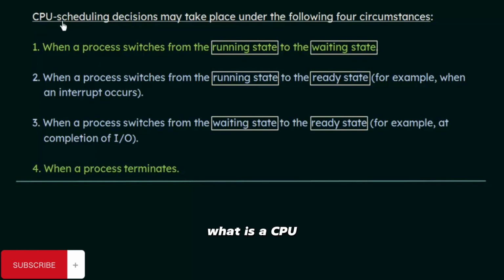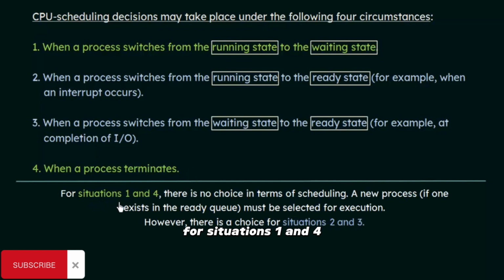Now let us see what a CPU scheduling decision is that we were talking about in these four circumstances. Here it says, for situations 1 and 4, there is no choice in terms of scheduling. A new process, if one exists in the ready queue, must be selected for execution. However, there is a choice for situations 2 and 3. Let us try to understand what this means. It says here, for situations 1 and 4, there is no choice in terms of scheduling. And why is that? Let us closely observe situations 1 and 4.